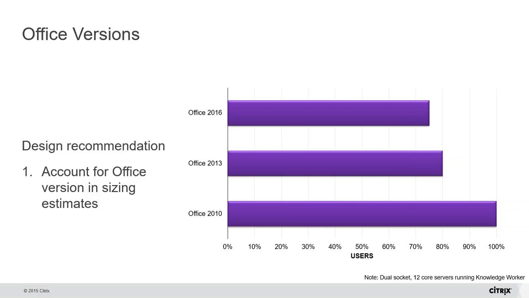So a lot of the sizing numbers you see are going to be based on Windows 10 because it gives you the best number. But based on which Office version you're going to use, you have to take that into account when you're trying to size your own environment.